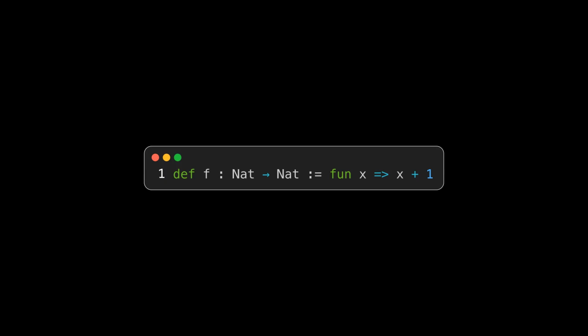Elaboration is not only bottom-up, it also uses the type expected by the surrounding context. The annotation says the right-hand side should be a function from nat to nat. That expected type tells the elaborator what type x has.